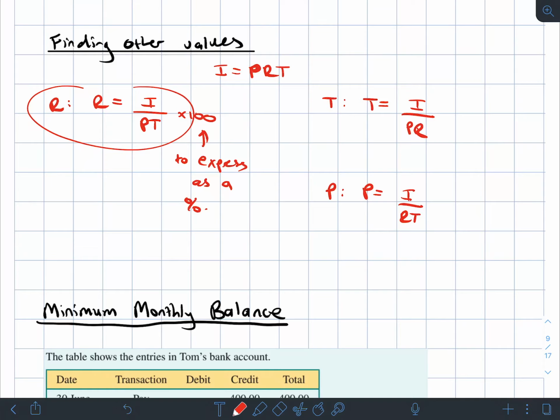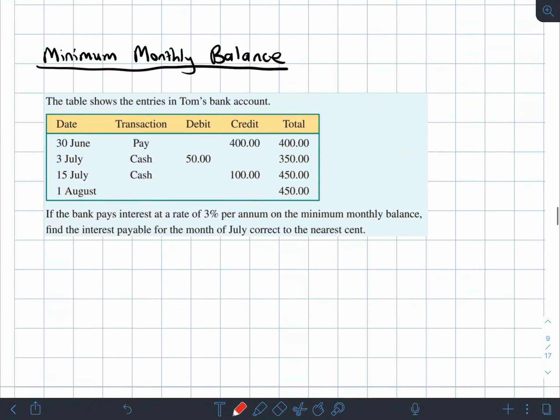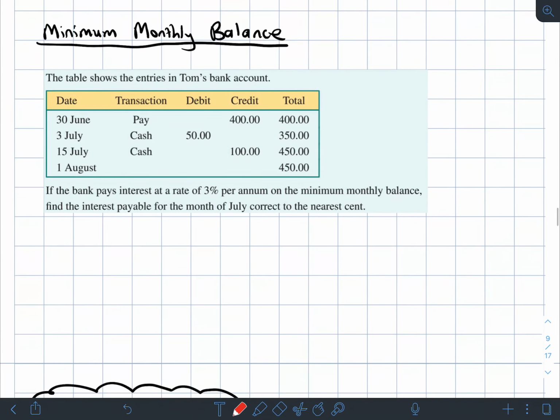Now, you may have been told in the past that simple interest is not really used. Well, it kind of is. Whenever you store money in a bank account, an electronic bank account, and it's a savings account as well, the bank will pay you interest. So essentially you're investing money in the bank.